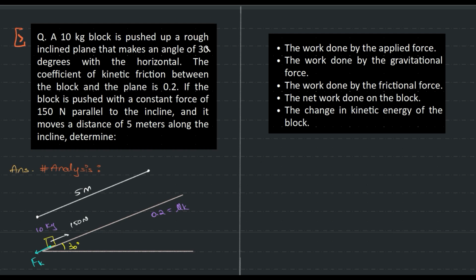So we have a 10 kg block that is pushed up an inclined plane, making an angle of 30 degrees with the horizontal. The coefficient of kinetic friction between the block and the plane is 0.2. I wrote that. If the block is pushed with a constant force of 150 Newton parallel to the inclined plane, it moves a distance of 5 meters along the inclined plane. Determine the work done by the applied force.